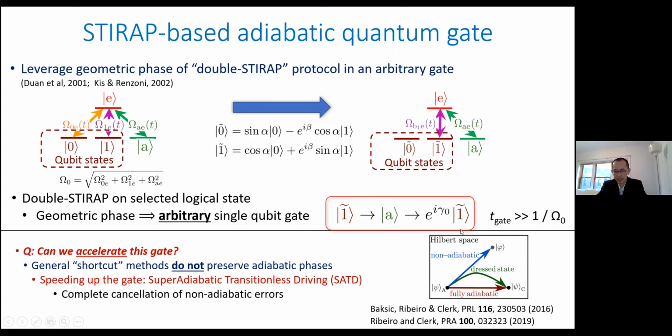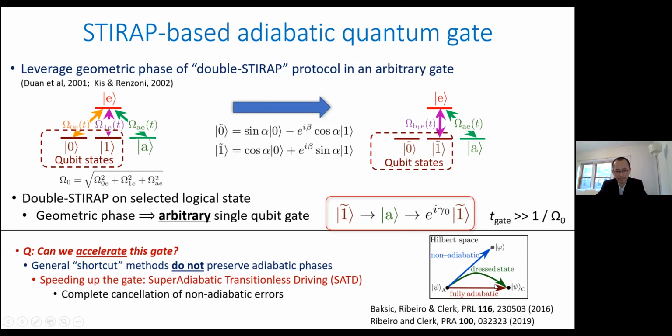Here is a simple cartoon that I used to illustrate shortcuts to adiabaticity. The box represents the Hilbert space. If you try to do the gate that I just talked about faster and faster without any corrections, you will accumulate non-adiabatic errors, which kick you out of the dark adiabatic state that you want to stay in. The idea of shortcuts to adiabaticity is that you find a drive that allows you to deviate from the dark state in the intermediate time, but you will come back to the state that you want at the end of the protocol.